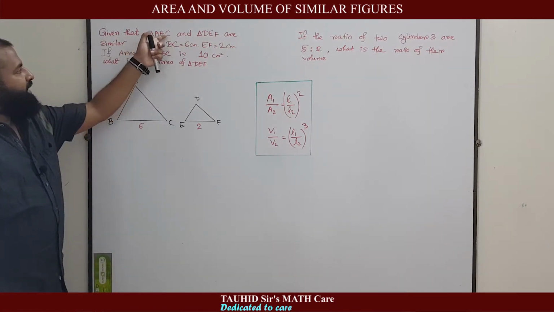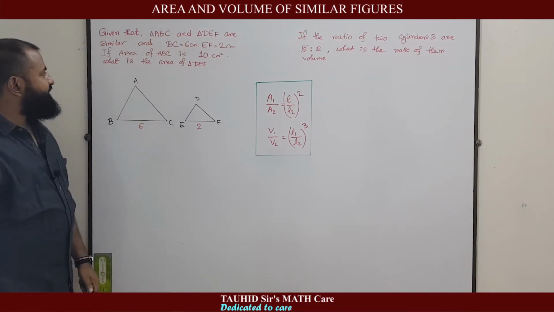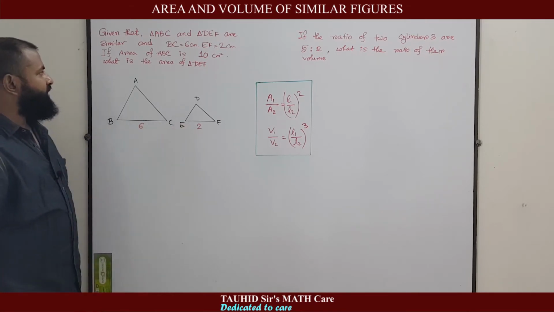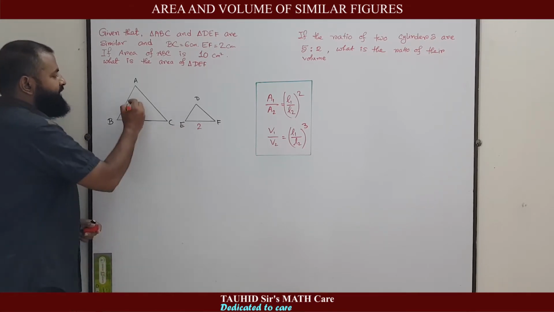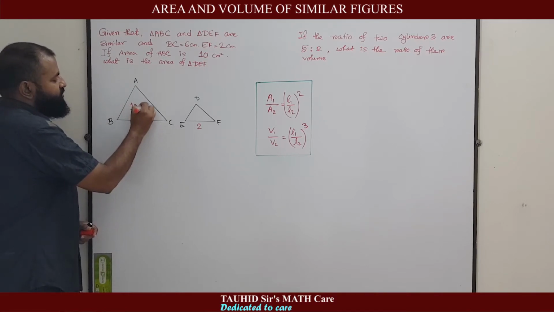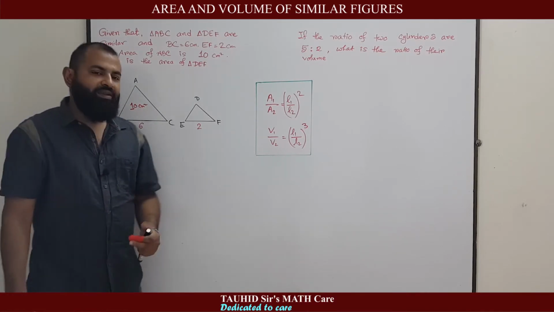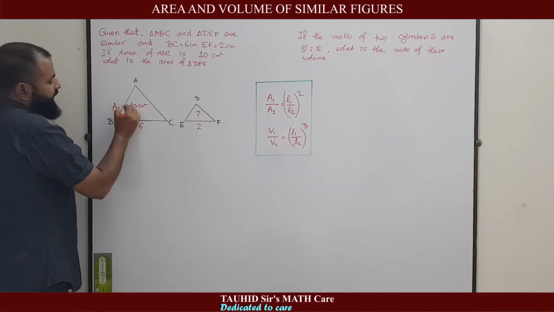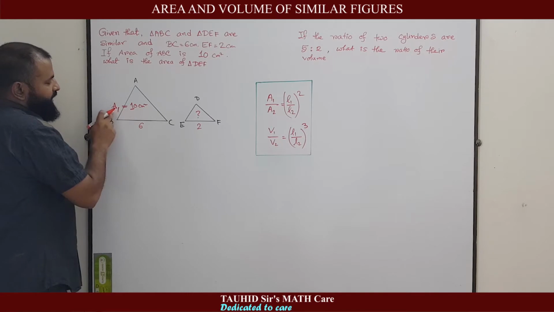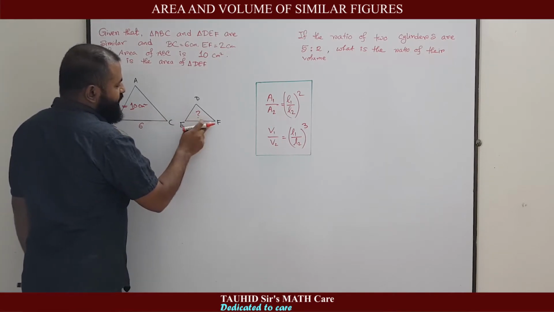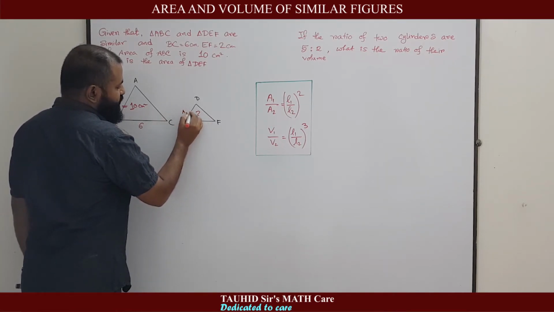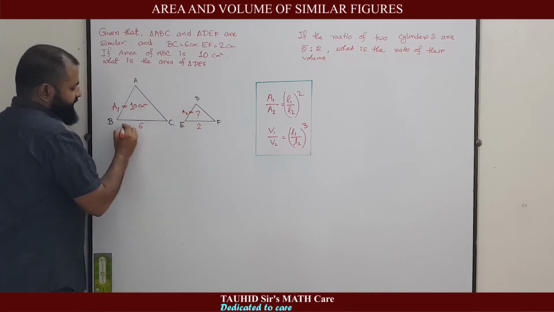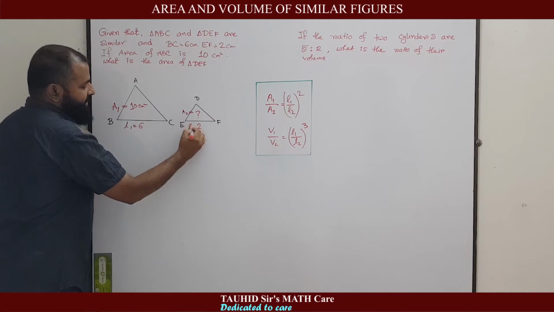Given that triangle ABC and triangle DEF are similar and BC equal to 6 cm and EF equal to 2 cm. If the area of triangle ABC is 10 cm square, you need to find the area of the triangle DEF. We call the area of triangle ABC to be A1 and the area of triangle DEF to be A2. We are given that A1 equal to 10, A2 equals to what? This is L1 and this is L2.